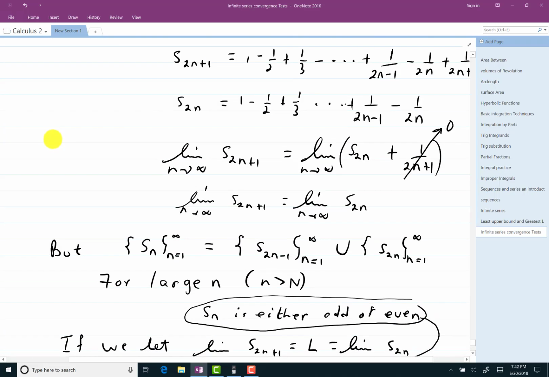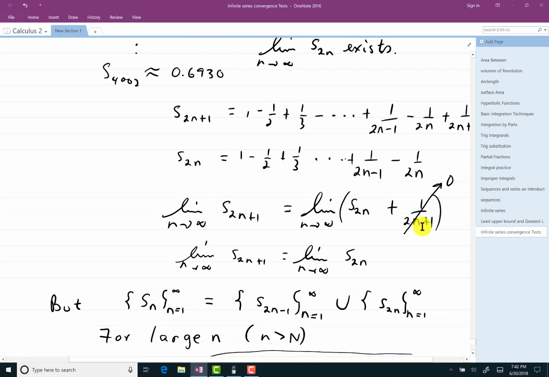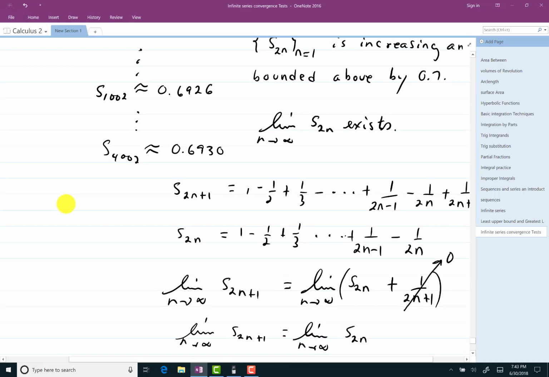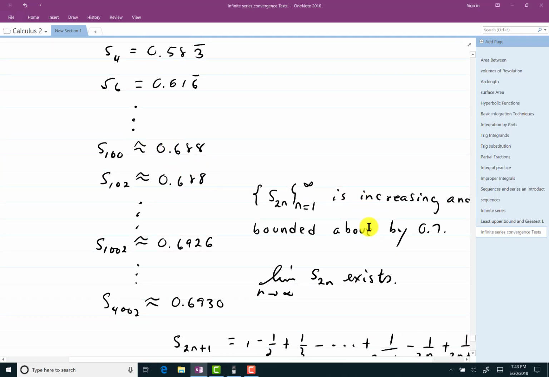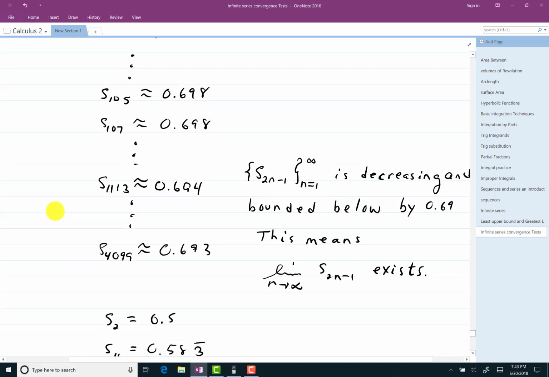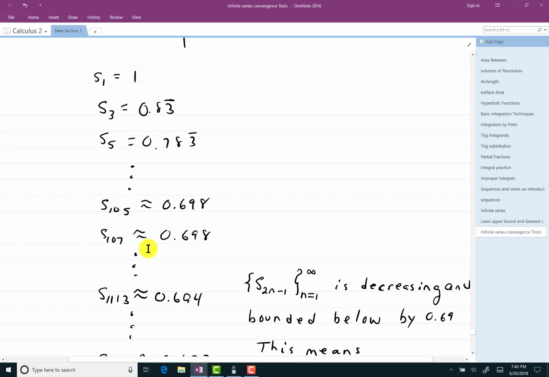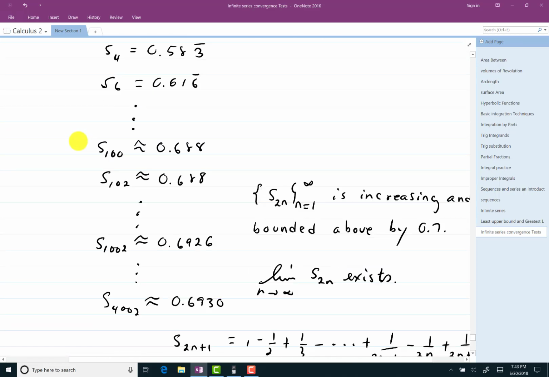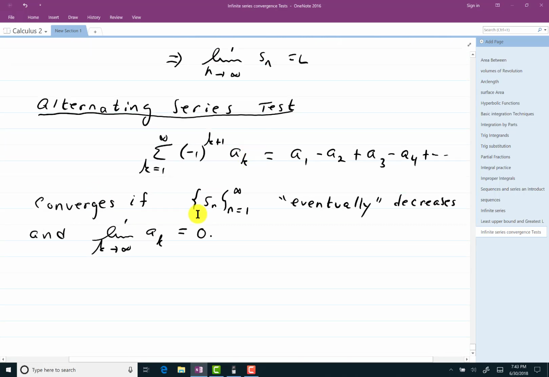So let's take a look. I'll look right here. If you'll notice, it was crucial that this term went to 0 in order for us to guarantee that the limit of the even and odds was the same thing. Now, the decreasing part, if you look at the fact that the s sub 2n was increasing, and the odd s's were decreasing, and the even s's were increasing. Oh, I've misstated my proof, or my theorem here. Right here it needs to be fixed. I need convergence if the a sub k eventually decreases and the limit as k goes to infinity of a sub k goes to 0.